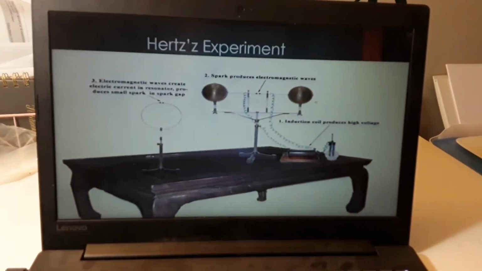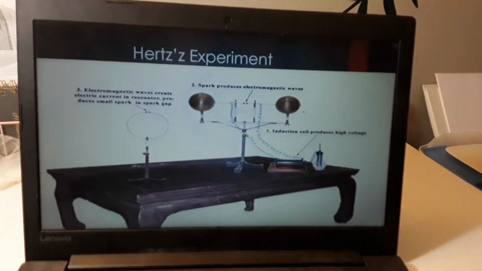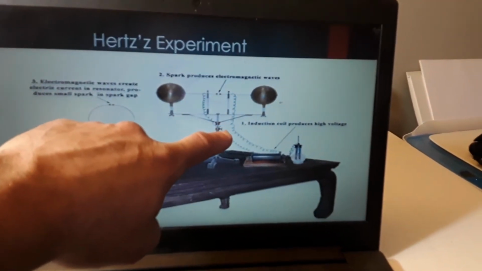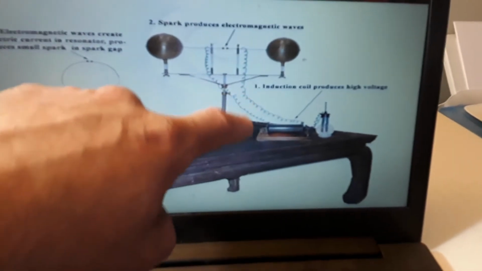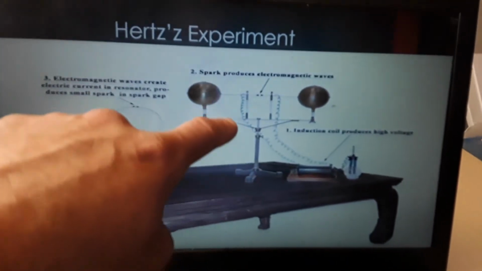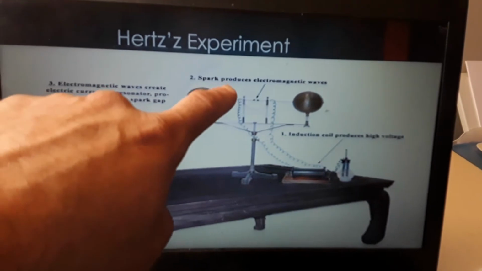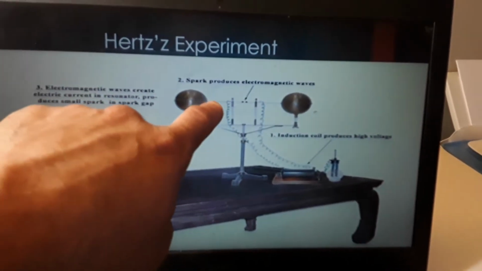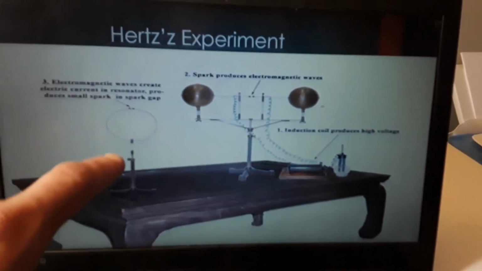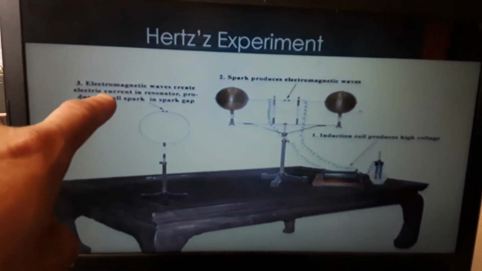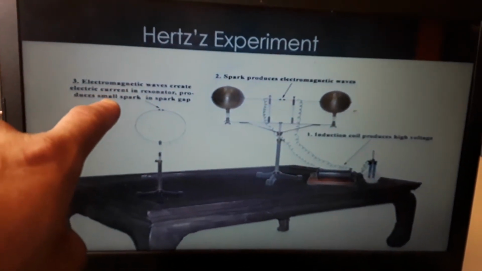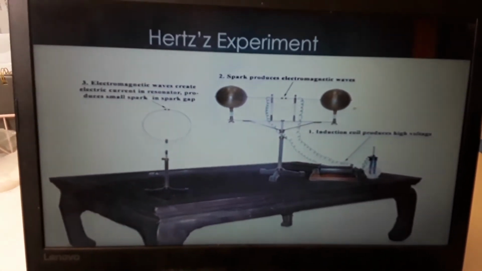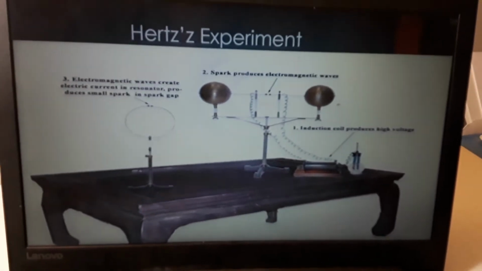Here is Hertz's experiment. As you see here, we have the induction coil, which produces the high voltage, which then creates a spark, which produces the electromagnetic waves as they would move in different spectrums. And here, the electromagnetic waves create an electric current in a resonator, producing a small spark in a spark gap.